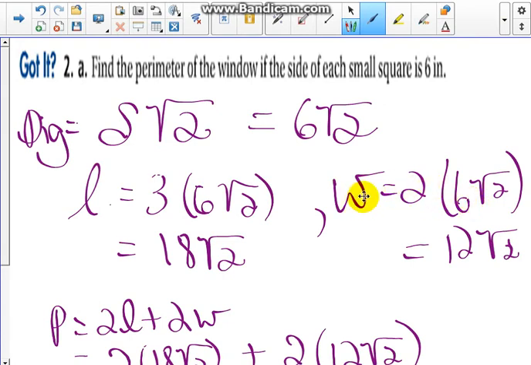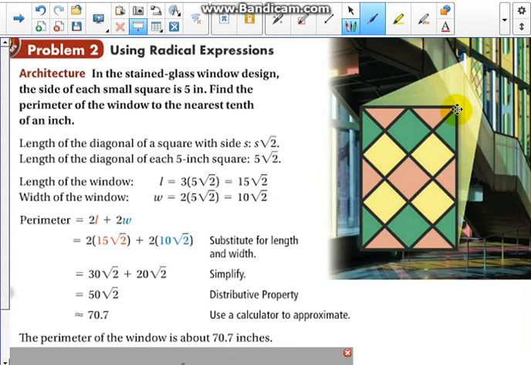Okay, so I wanted to show you, in case you did the Got It, the diagonal is s times radical 2, s being the side of your square pane, and we say it's 6 here, so 6 radical 2. And we know on the length, we have 3 of those, and on the width, we have 2 of those.